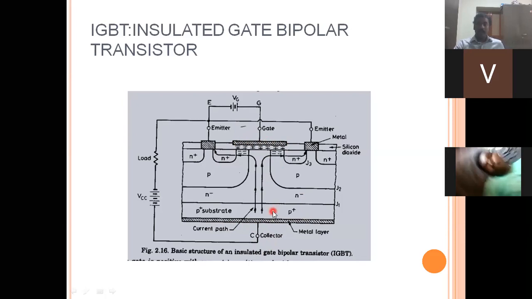Whenever you are going to consider the current conduction, the current conduction is going to be done between the collector and the emitters. Both the emitters are going to be connected to the power circuit, with positive to the collector and negative to the emitters. And between these two, you are going to have the gate terminal, which is connected between the emitter and the gate.